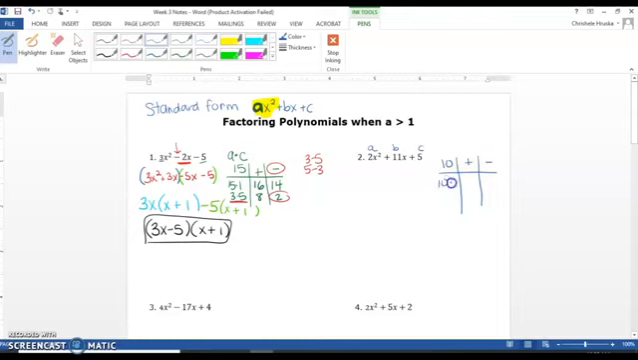Factors of 10: 10 and 1, 2 and 5. That's it. Add them, subtract them, add them, subtract them. I was looking for the B value, which is 11. I found 11. It's under the plus column.